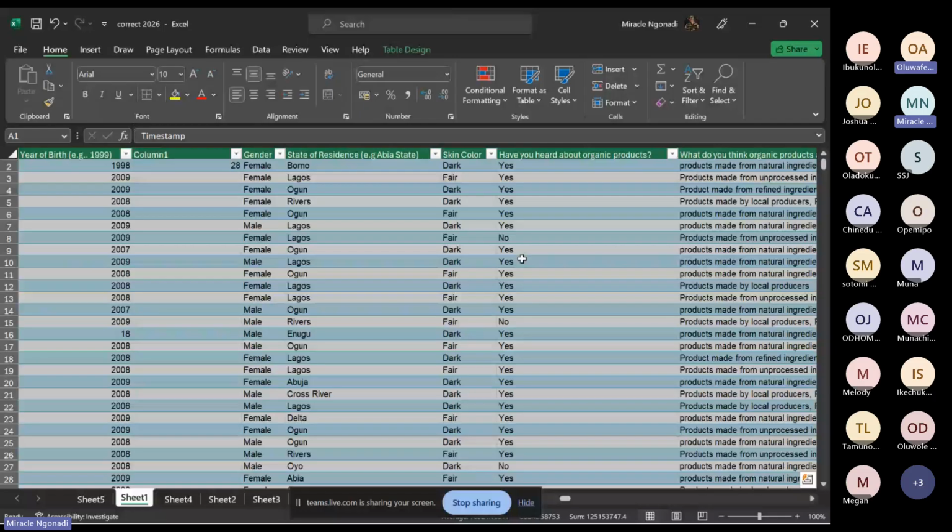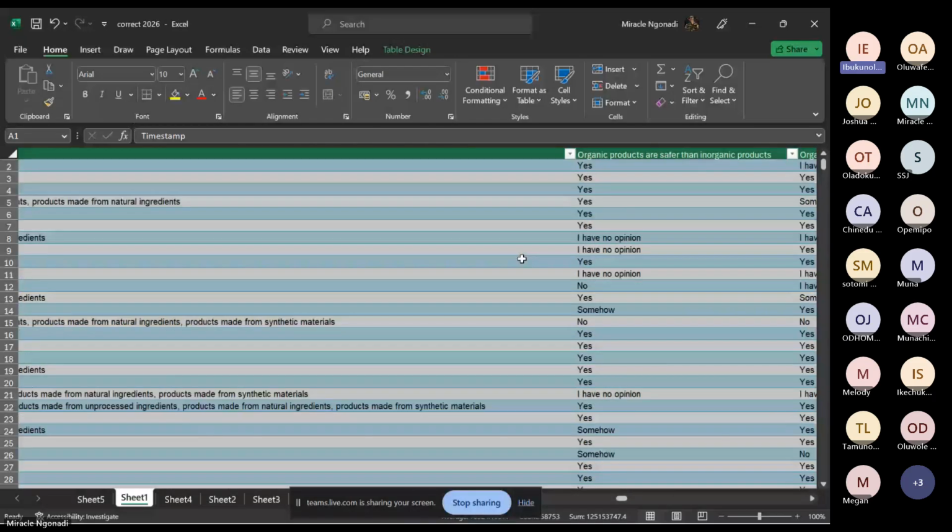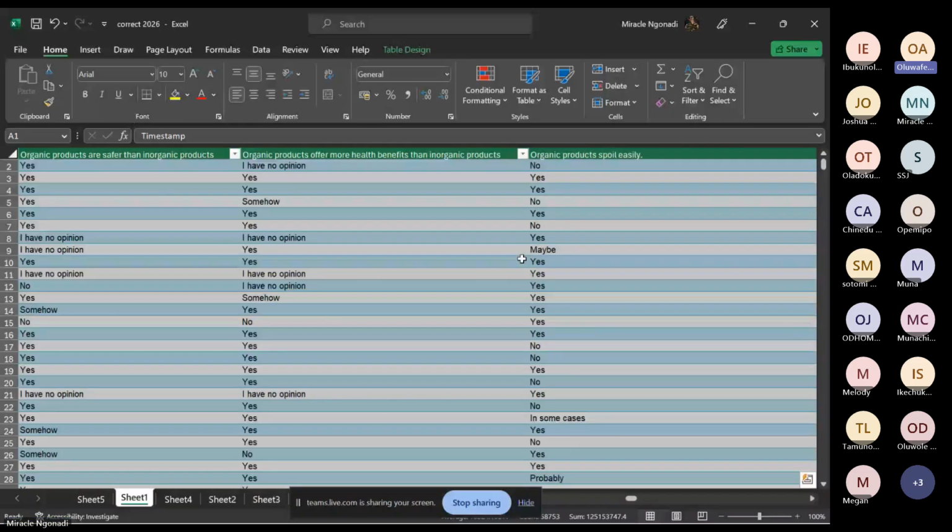Yes, sir. Good. I forgot to do mine. We can also do correlation analysis, but I think that will be too far for now. Please scroll again. Keep scrolling. You can choose as many as possible. Now, on the column that says organic products are safer than inorganic products, this is where we want to solve the problem of multi-choice questions.